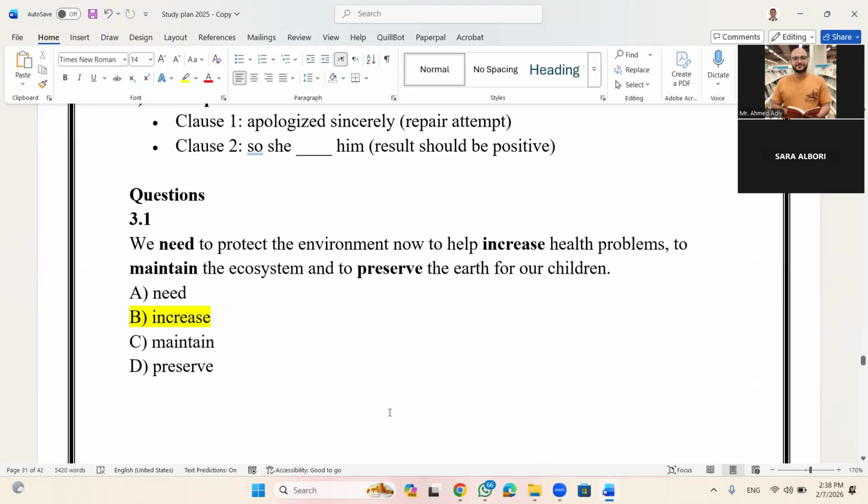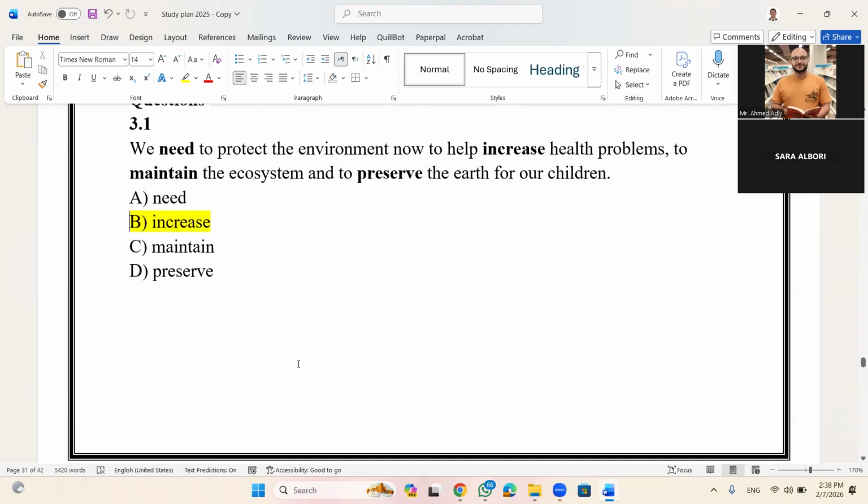Replace it. You need to test its replacement. Decrease. Decrease health problems. We can say prevent health problems. Stop health problems. Good, perfect. Two.